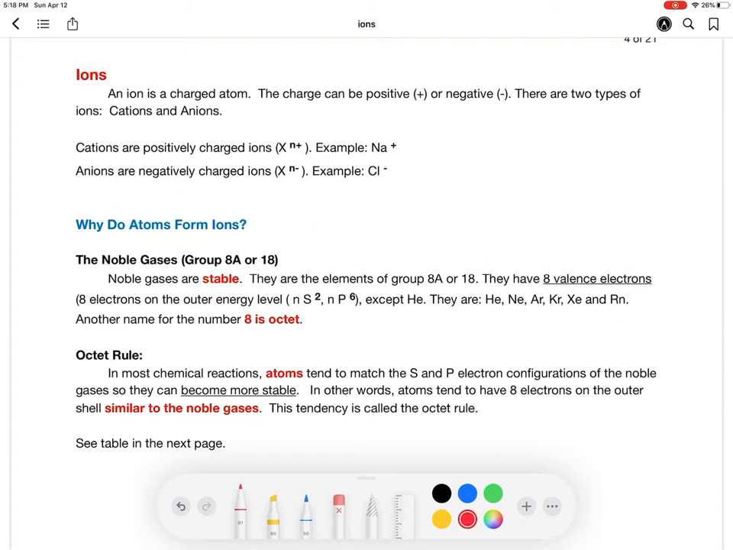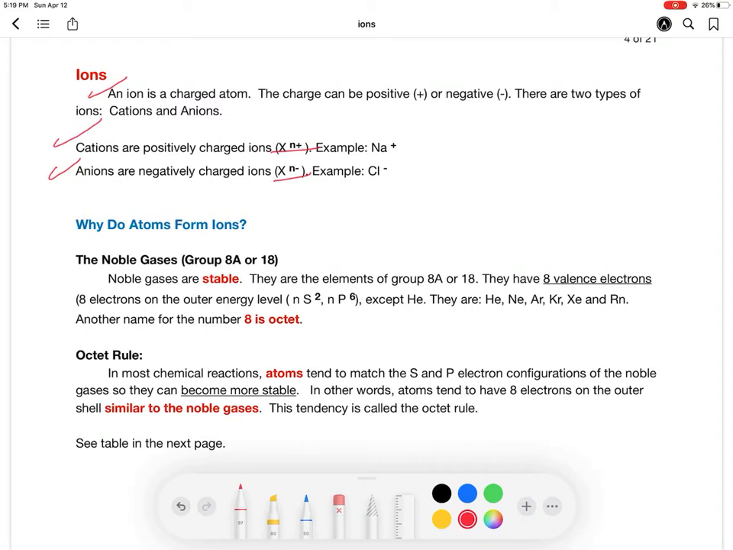What are ions? Ions are atoms with a charge. Cations are usually positively charged, anions are negatively charged. You see them here. Why do atoms form ions? Atoms form ions to be stable. How to be stable? They can be stable by looking like one of the noble gases in group 8. Noble gases are stable somewhat because they have 8 electrons on the outer shell, or 8 valence electrons.